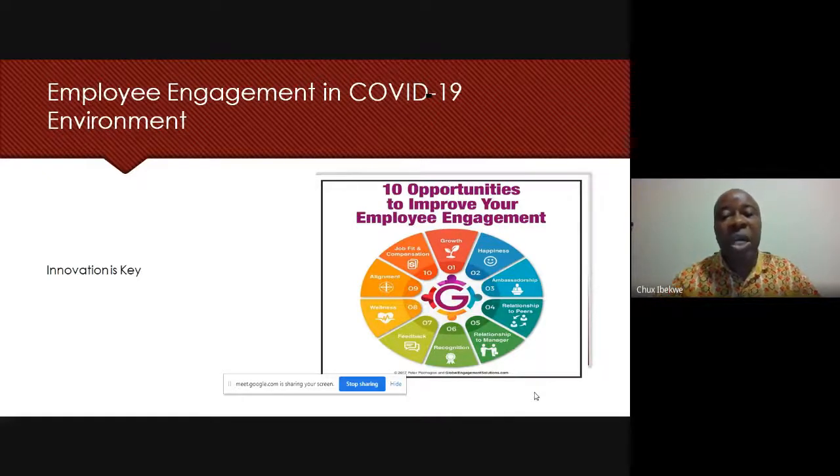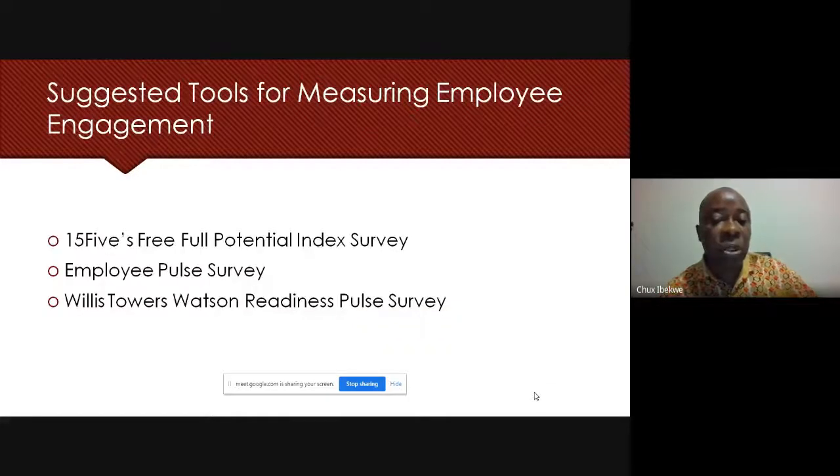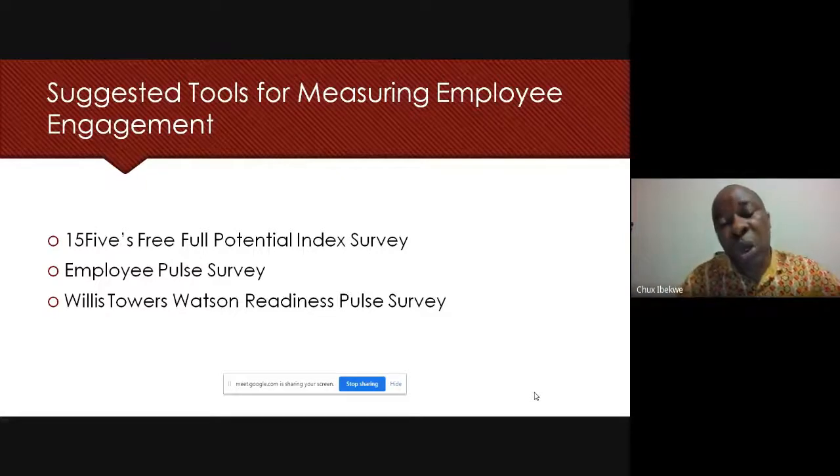Here are some suggestions for instruments you can use to measure the level of your employee engagement. There is a program developed known as 15Five, the Free Full Potential Index survey. It helps you to survey and get information, anonymous suggestions, and feelings of your employees on how engaged they are in the organization. You can also use an employee pulse survey, or the Willis Towers Watson Readiness Pulse survey. Any of these, when you use them, can give you information.